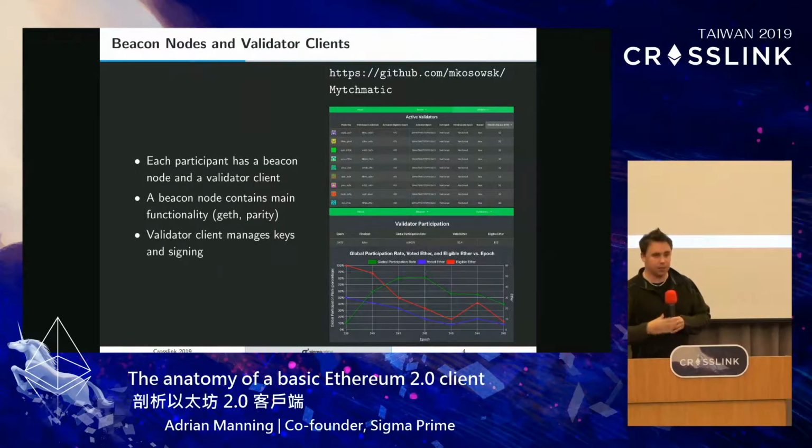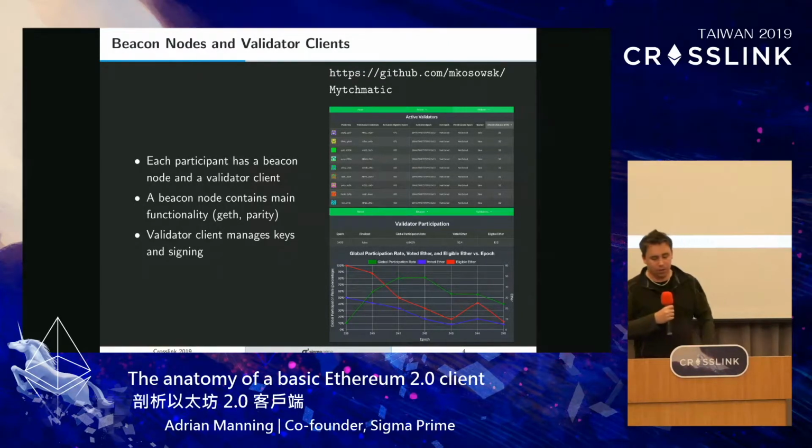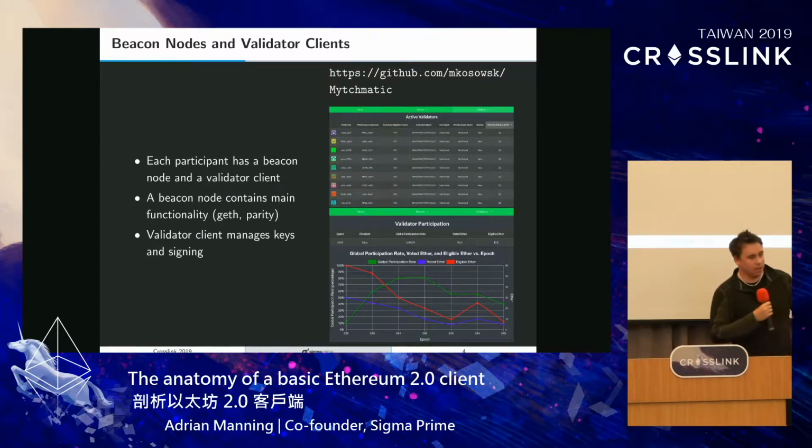The validator client, you can think of it as like a hardware wallet. It manages the keys and does the signing, and it's separate from the beacon node. There currently, at the moment, is some development going on around UI that wraps these Ethereum 2 clients. One example is Mitchmatic, which is working with Prism. And here are two screenshots that they have of this UI.